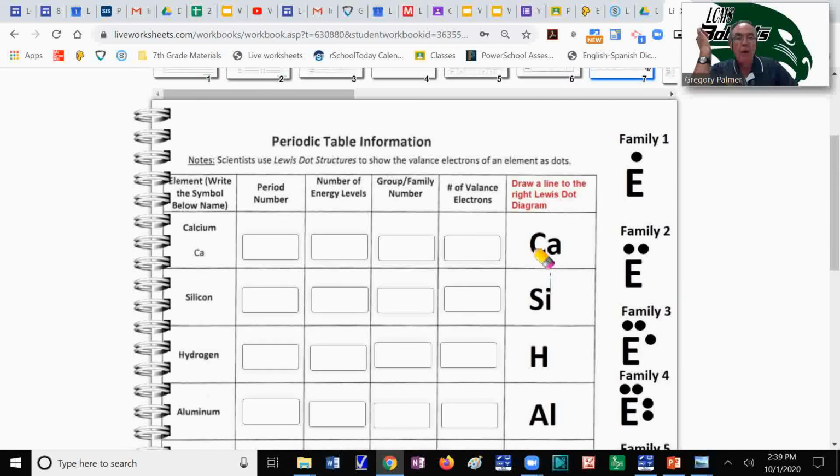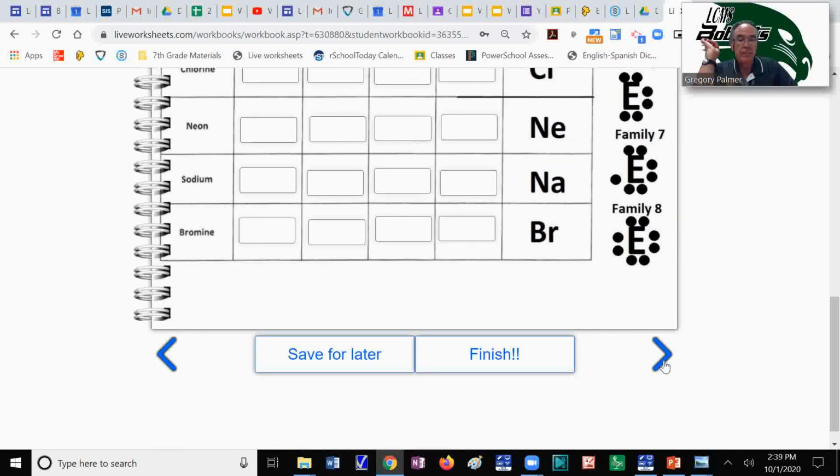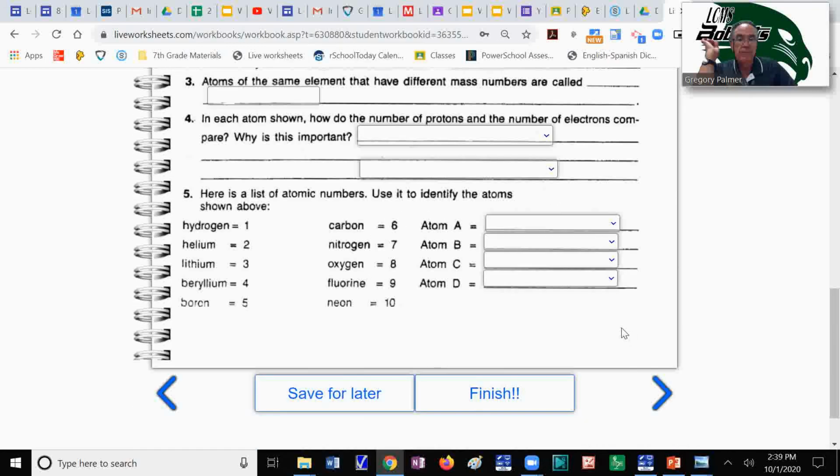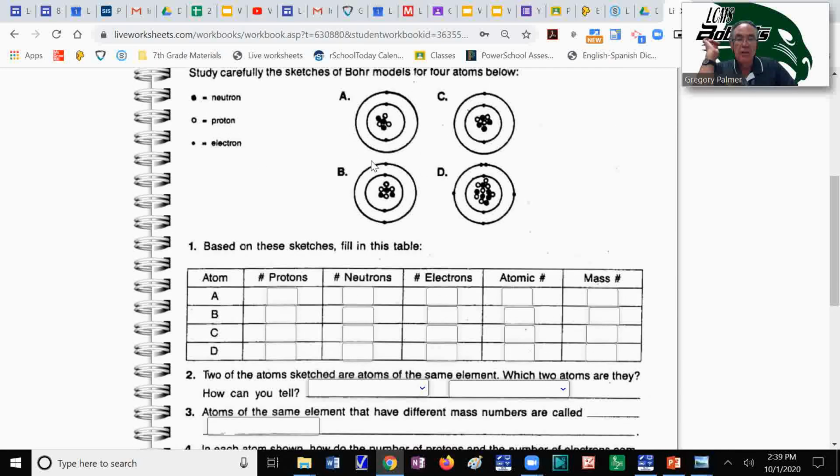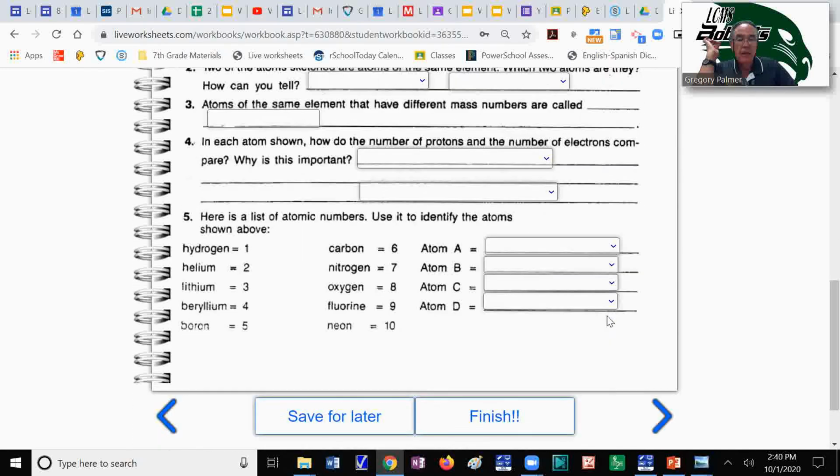Okay. On this one, you're going to look. The period tells you the row. So calcium is on the 4th period. We know from our notes that that also equals the number of energy levels. We see that calcium is in the 2nd column, so it's in the 2nd family. And that means it has 2 valence electrons. From the notes, you know that 2 valence electrons are going to be represented by 2 dots in the diagram. This one says to look at these models up here and answer these questions. It's pretty straightforward.